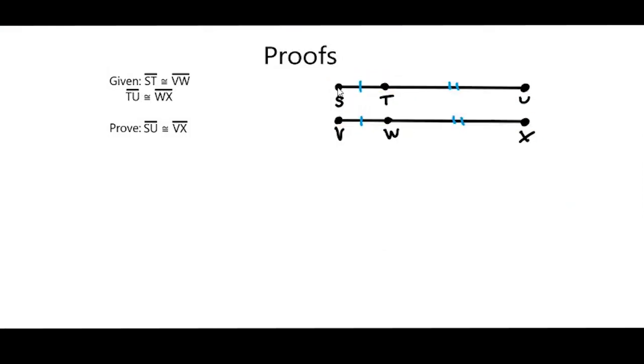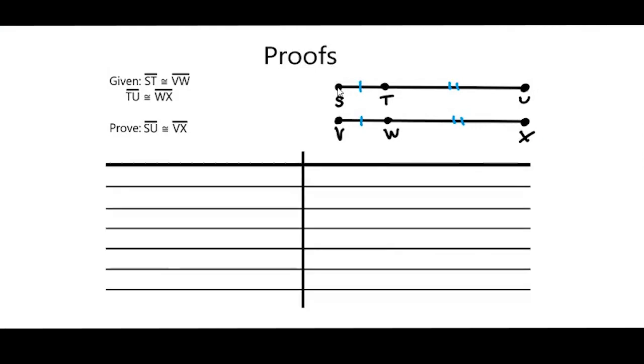So let's get started. Like I said, we're doing a 2-column proof, so we will be needing a table to do our 2-column proof. So here we have our table, and at the top of the left column will be my statements. And on the right column will be the reasons. So my first statement is that line segment ST is congruent to line segment VW and line segment TU is congruent to line segment WX. And what's the reason for that? Well, the reason is given.